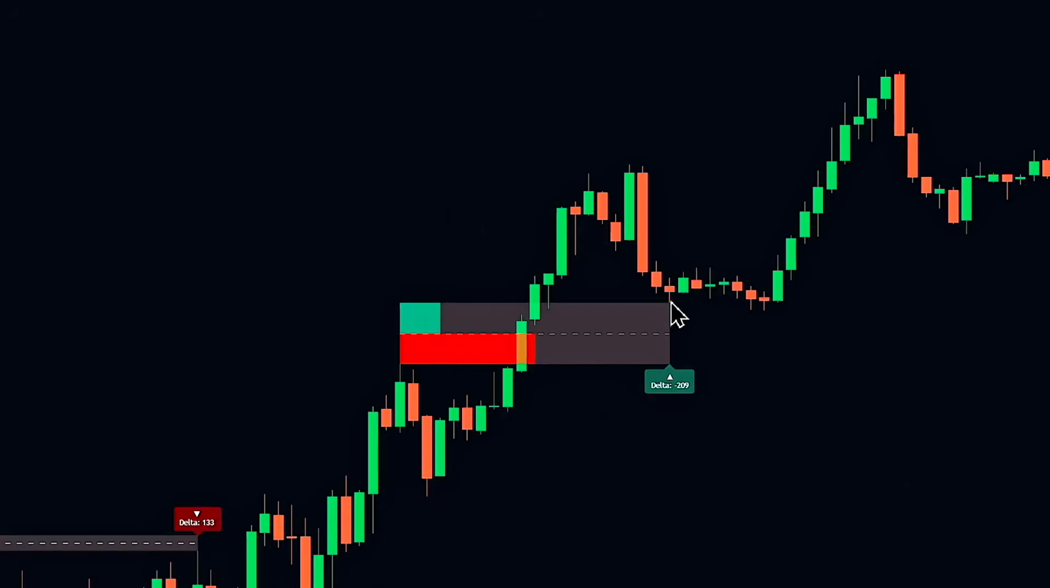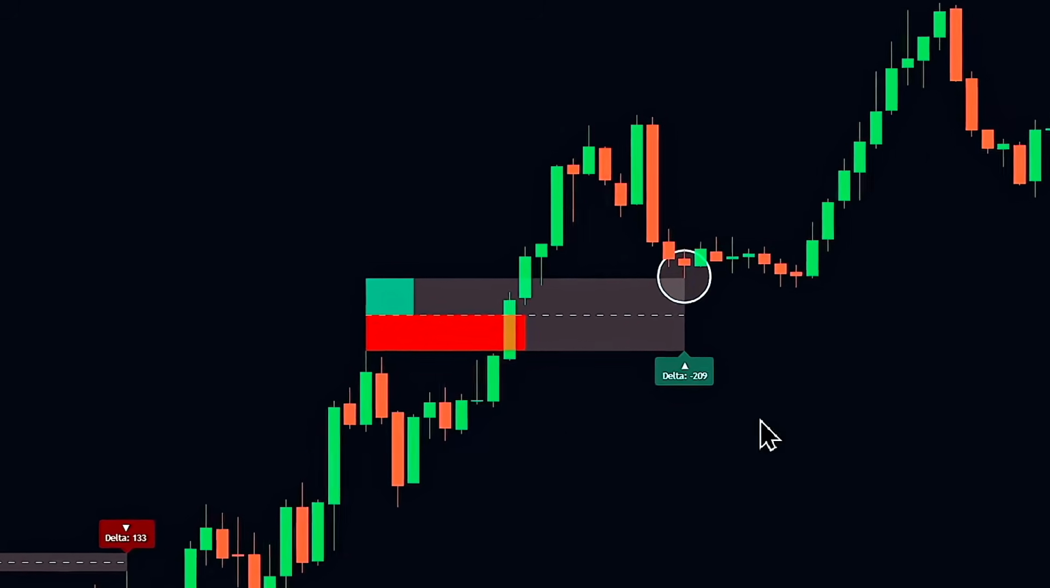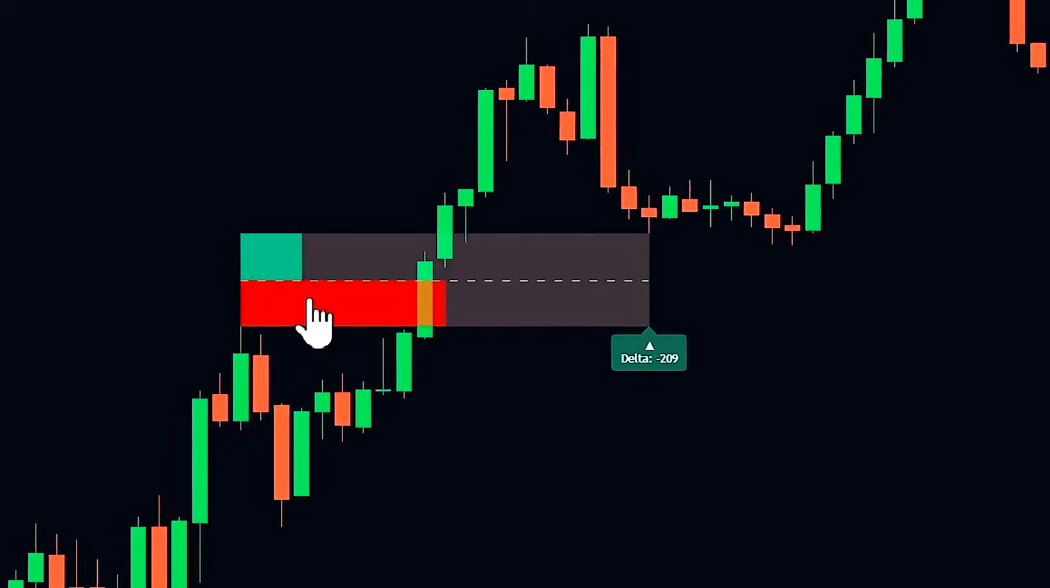So for this resistance zone, green signals buy volume, and red points to sell volume. Instead of actual numbers, the volume is shown visually as a ratio. The gap between buyers and sellers shows up as a delta value, which is this figure right here.